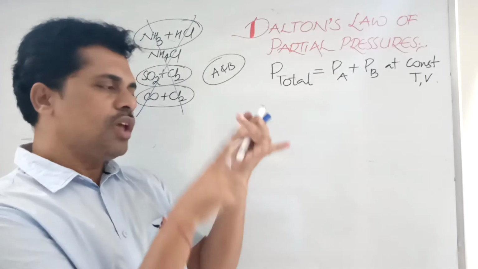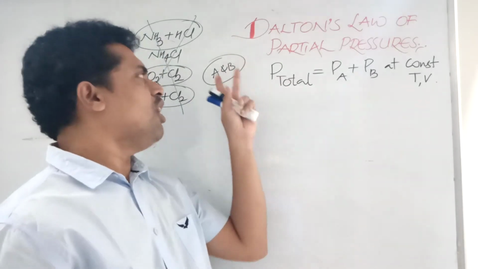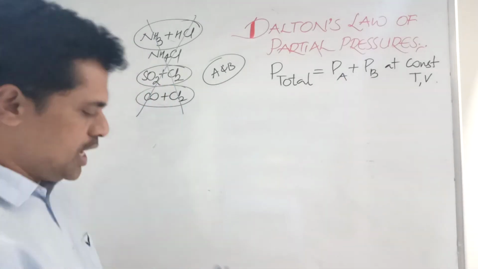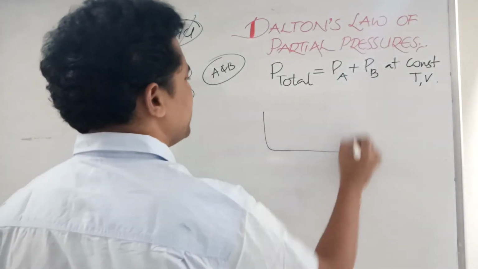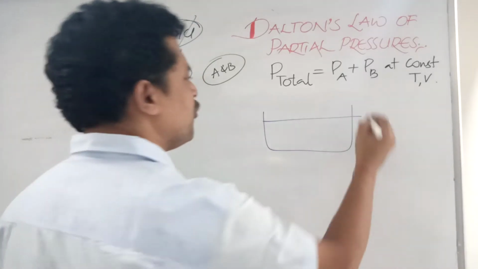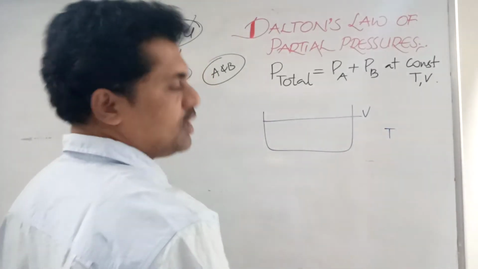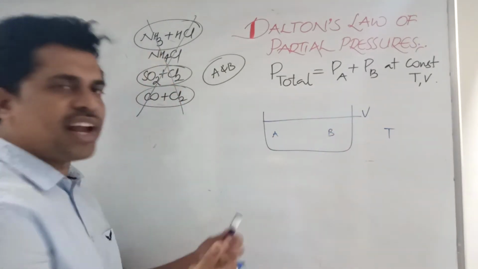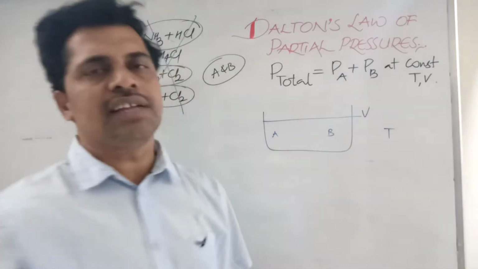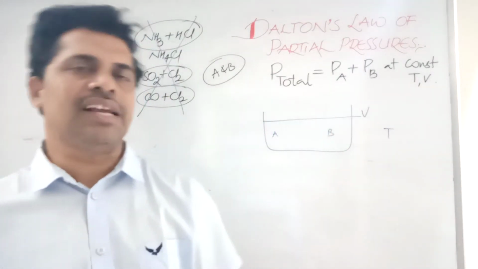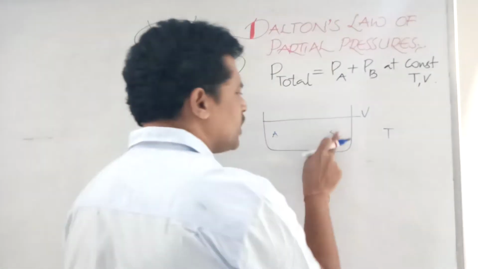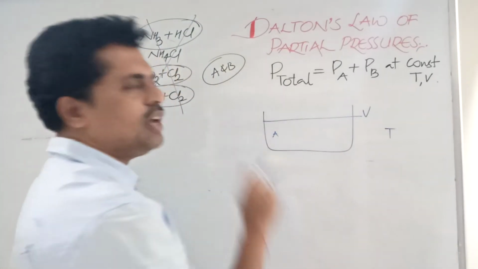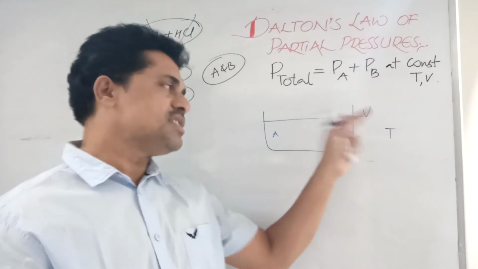First point. The total pressure exerted by a non-reacting gaseous mixture is equal to the sum of the individual pressures. What is the meaning of this? For example, this is a container of volume V, temperature T fixed, gas A is there, and gas B is also there, non-reacting gases. Together they create some pressure. Let us say the pressure is 1 atm. Now, under the same conditions, same volume, same temperature, you take only A. Now it is occupying the same volume.